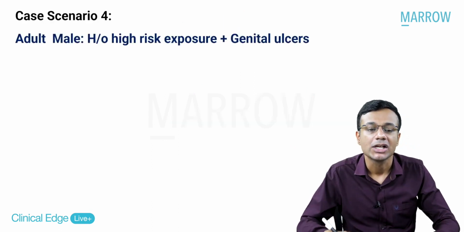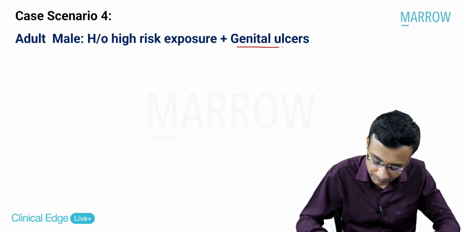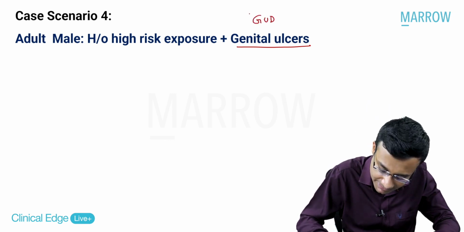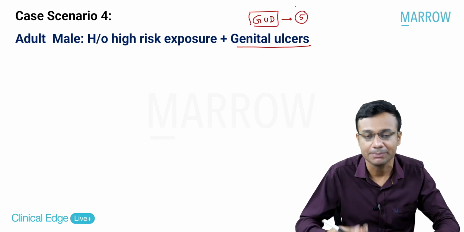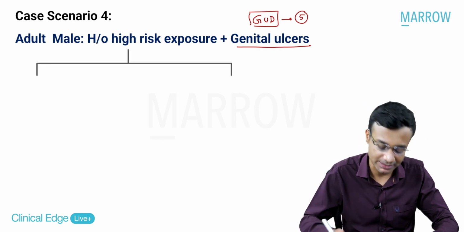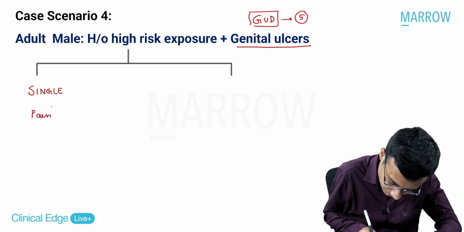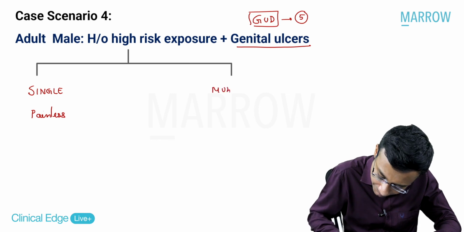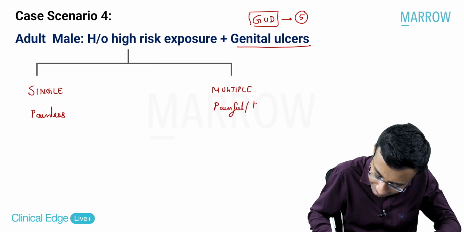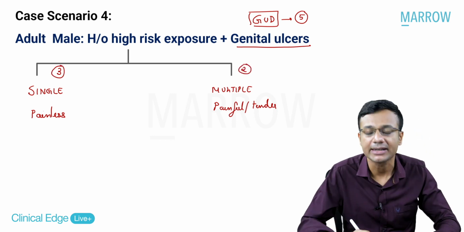Case scenario number 4. So adult male with history of high risk sexual exposure presents with genital ulcers. Now when the word genital ulcer is given in the question, I immediately have to think about genital ulcer diseases, which are 5 in number. So the best way to approach this question is to classify the causes of genital ulcers. So broadly we can classify them like this into single and painless ulcers, multiple and painful ulcers, also known as multiple and tender genital ulcers. So here in the first category there are 3 causes. In the second category there are 2 causes.